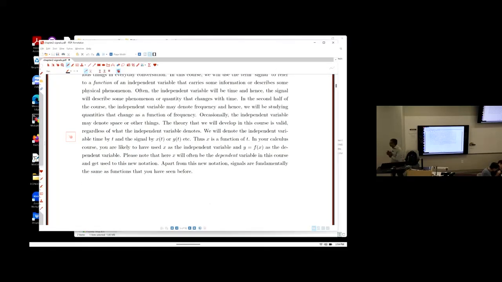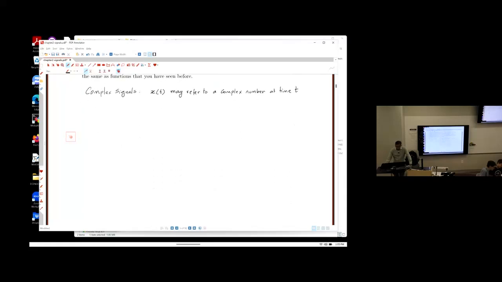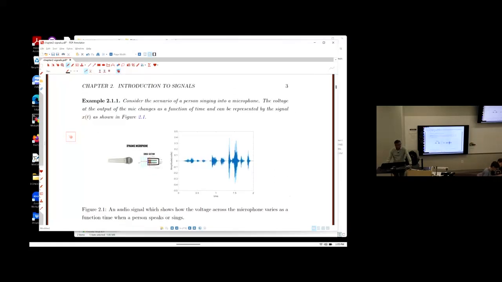Now, we also talked about one thing that may be particularly confusing. We are in general interested in complex signals. What does that mean? That means x of t may refer to a complex number at time t. In my notes, I actually give you some examples for why it's useful to think like that.